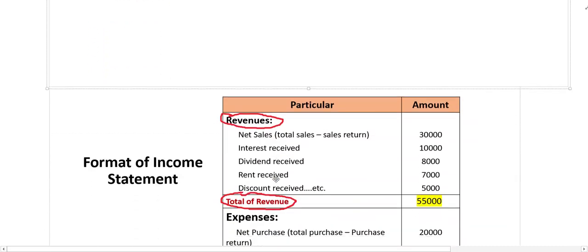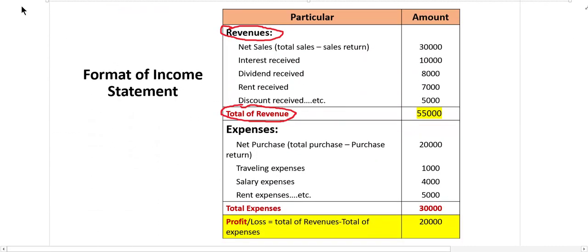Now let us check the format of profit and loss statement basically here. This is the format of profit and loss account or profit and loss statement, right? So you have to draw the table. It should have 2 columns.